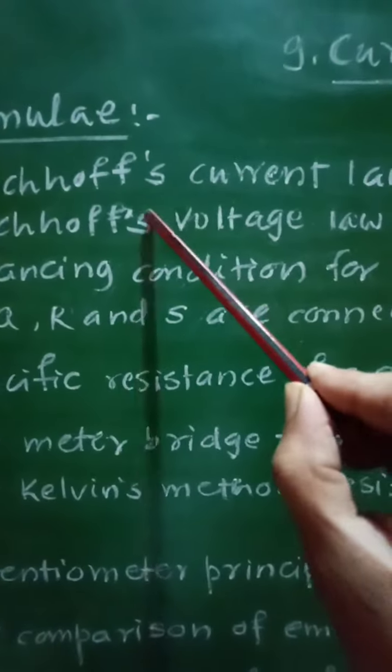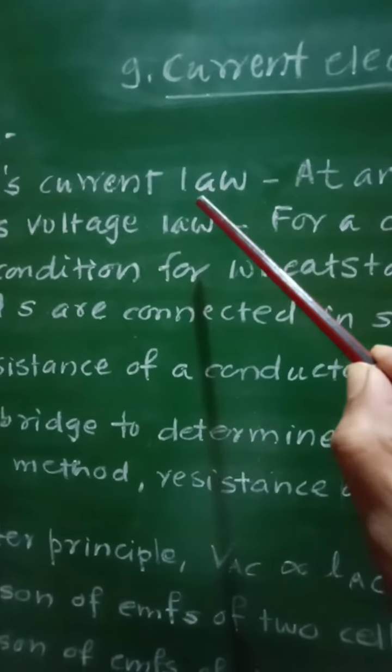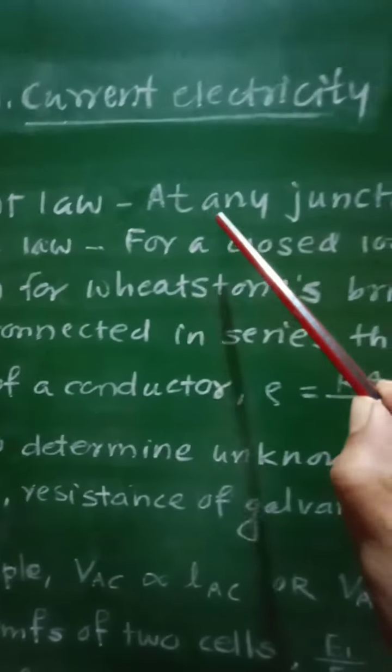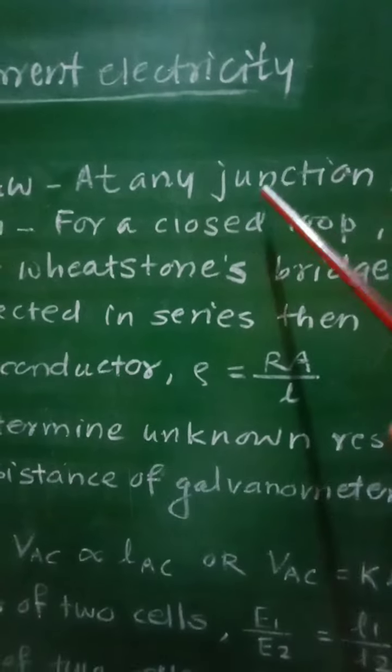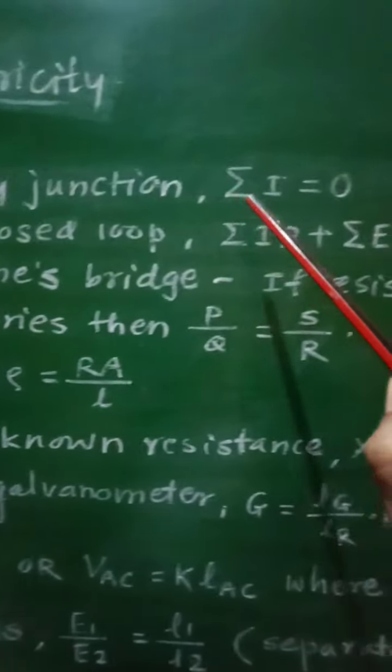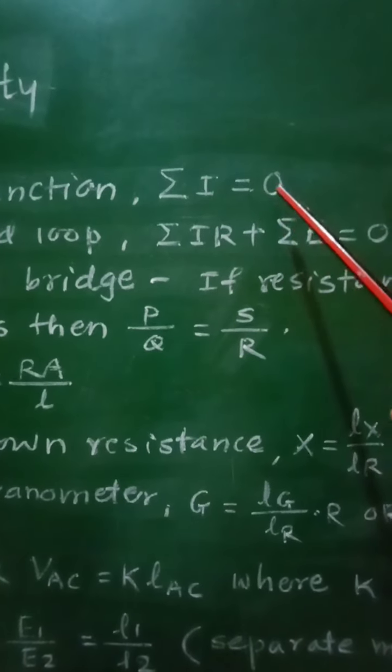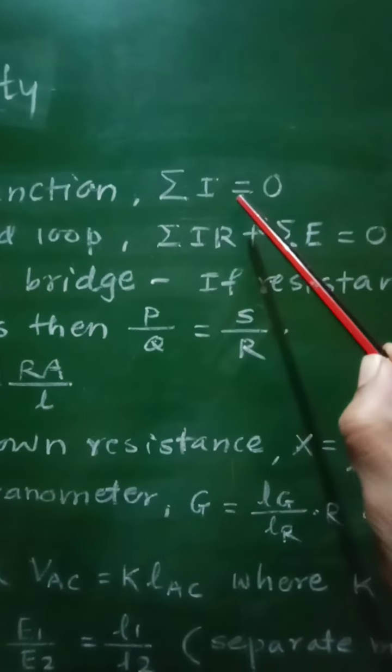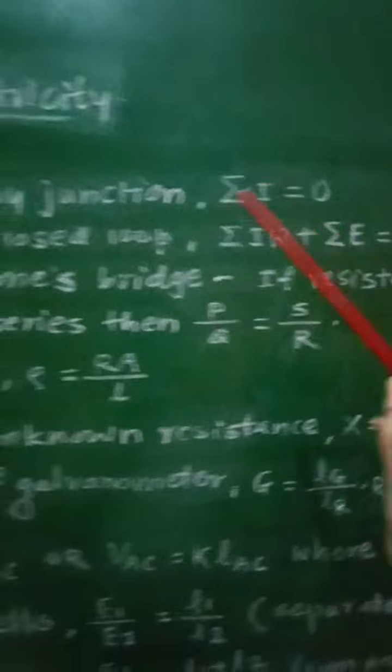So for Kirchhoff's current law, that is KCL, at any junction of any electric network, summation I equal to 0.